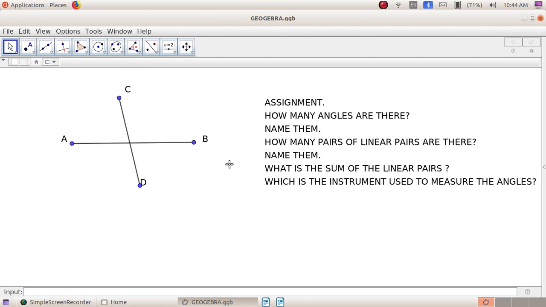So you can see this, attend the class and think it properly and recall all the previous knowledge, and let us conclude. The point is, the sum of the angles formed on the linear basis is 180 degree.